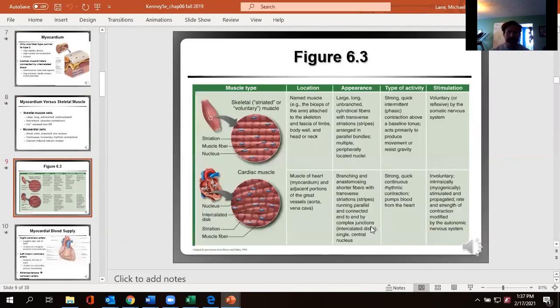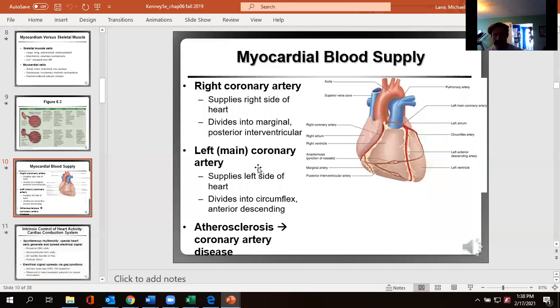So, another happy little flowchart as far as what's going on with the differences between the two. You're going to see that branching pattern here with a cardiac muscle fiber that we don't have with a skeletal muscle. And this is good because it turns out we don't want our heart to leak, along with it causing it to, when it does contract, eject blood because it's moving in a number of acute angles.